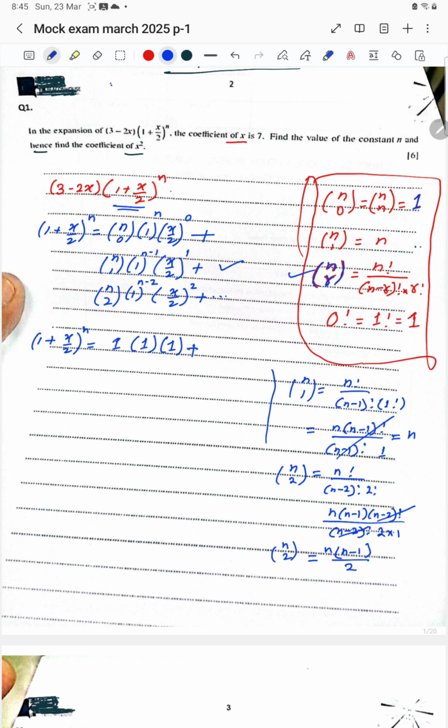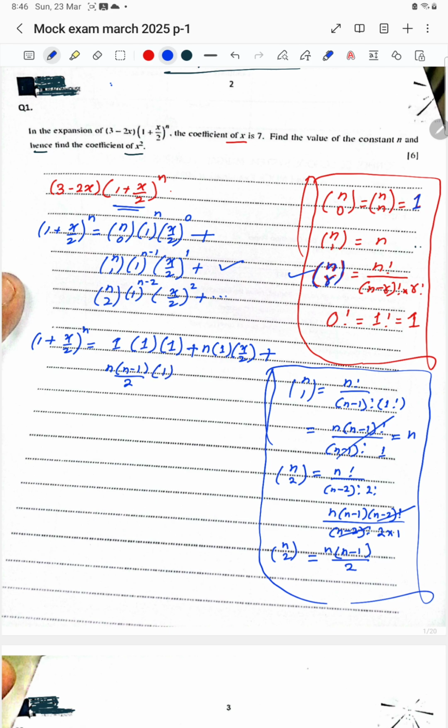By using all this expansion here, nC1 will be n, and 1 having any power is 1. It will be x by 2, plus nC2. nC2 we have expanded, n into (n minus 1) over 2. 1 having any power is 1. It will be x squared by 4, and the rest of the terms will be ignored because they are not part of what this question asks.